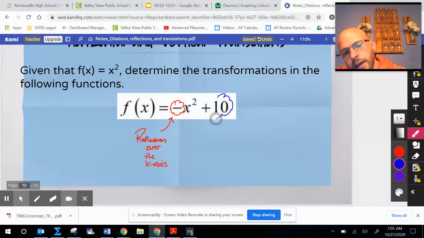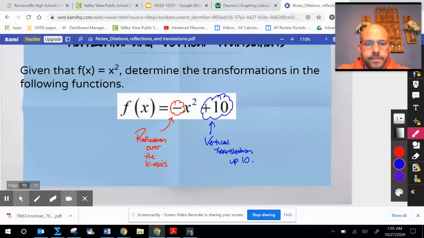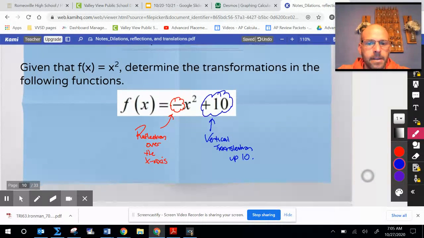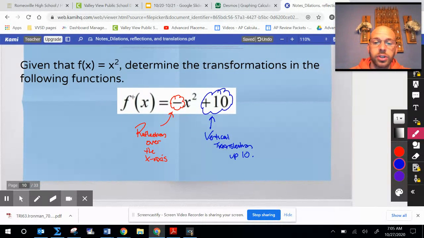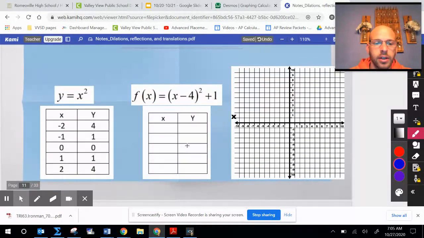Then I have this plus 10 at the end. So there is a vertical translation up 10. Okay, so there's only 2 answers to that question. Let's see if we got another one here.